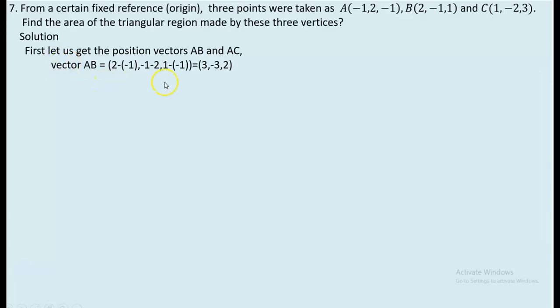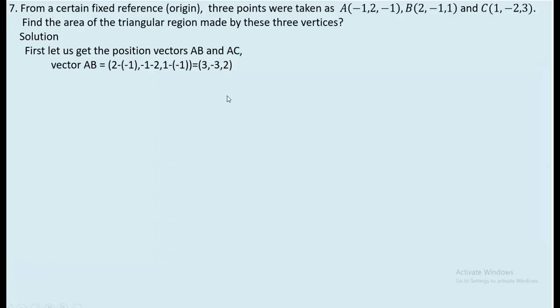Vector AB is this one. So what you need to do is subtract: 2 minus 1, which is 3, and you proceed, negative 1 minus 2, 1 minus 1. So you do it like this. This represents vector AB.